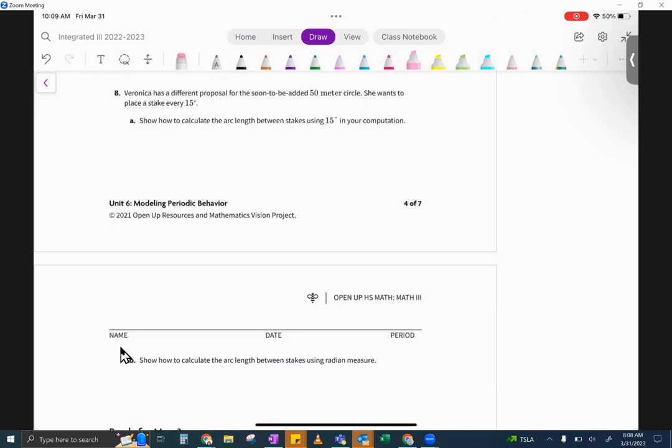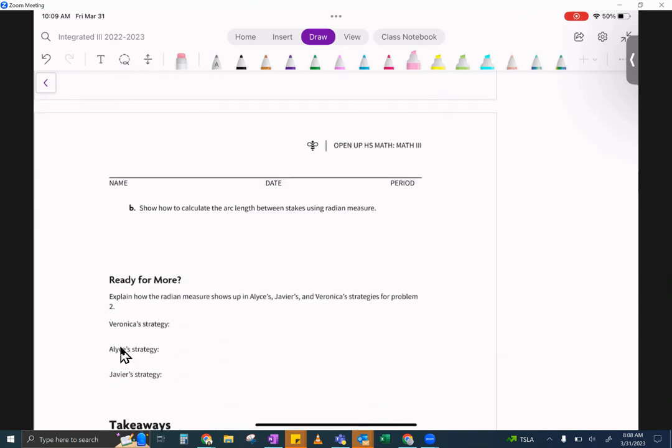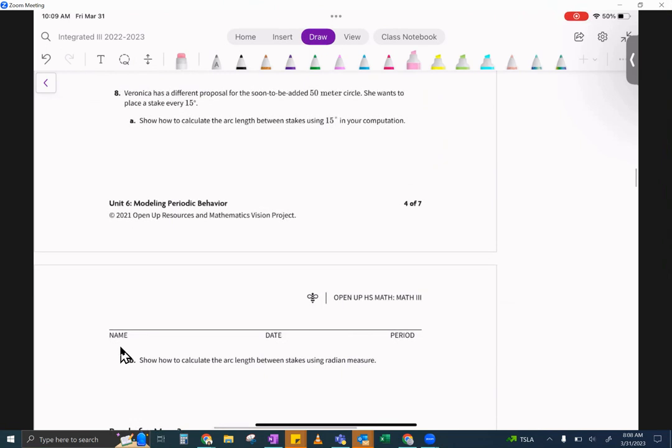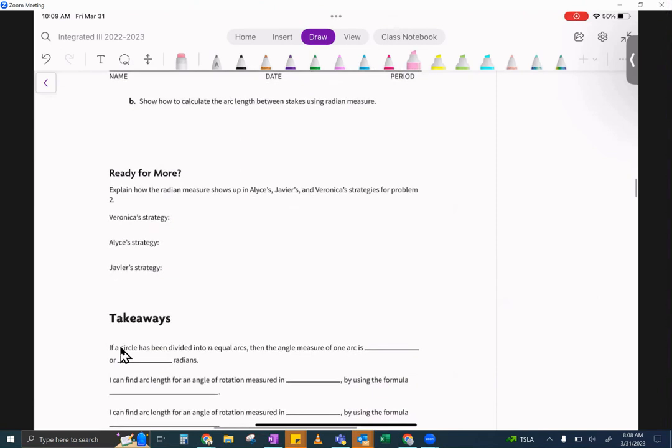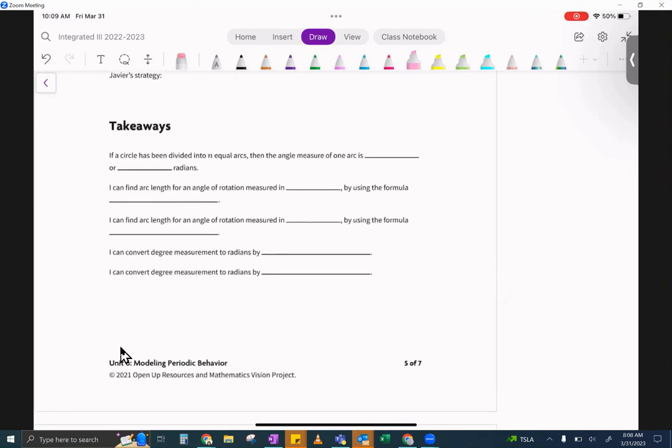So again, you're going to be using that formula, and you get to pick which formula you liked. Did you like Javier's, Veronica's, or Alice's? And then down here, show how to calculate the arc length between stakes using radian measure, right? So same thing, not new. We are just doing a different circle and a different degree. Okay. We're going to go over our takeaways to make sure that you guys are all set, and then we're done.